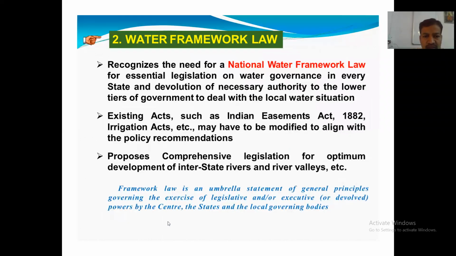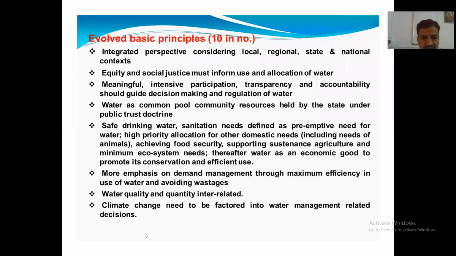What are the principles? Integrated perspective considering local, regional, state and national context. The water requirement at various regions is also considered. Its requirement, water demand in various regions.